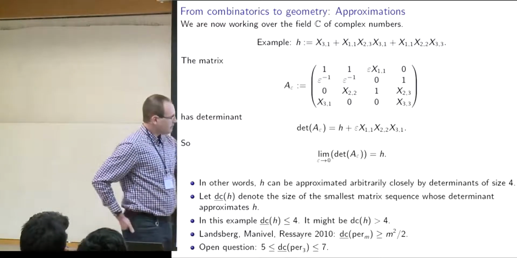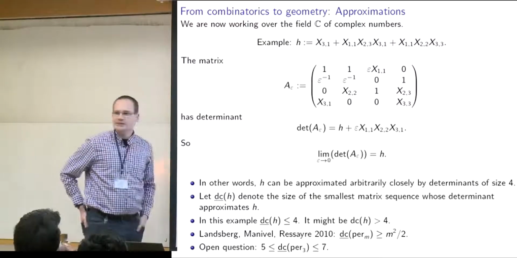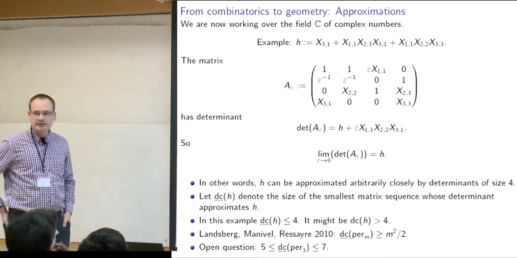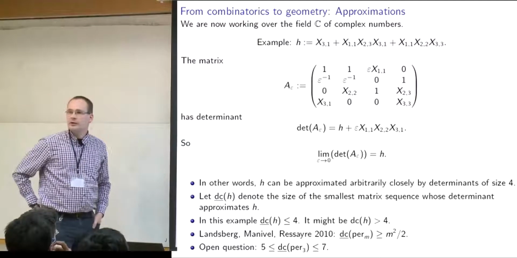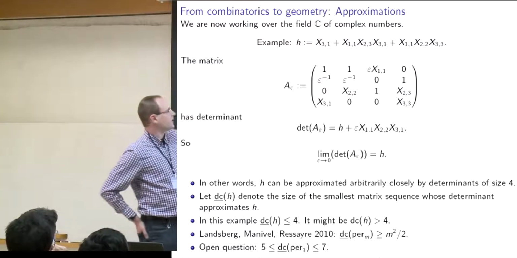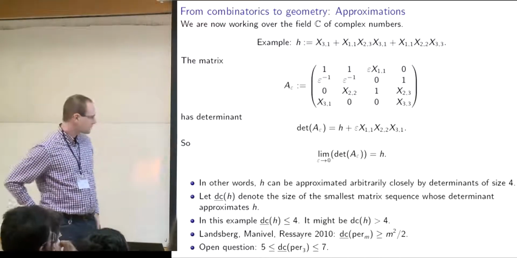Well, in this example, DC bar is less or equal to 4, but it might be that DC is bigger than 4. Or also, we've seen examples now. There was one example on the board where the DC bar was 3 and DC was at least 5. So we know that there might just be gaps, right? And you see, in this case, it's also not clear that you find a 4x4 matrix that gives you this polynomial as a determinant.